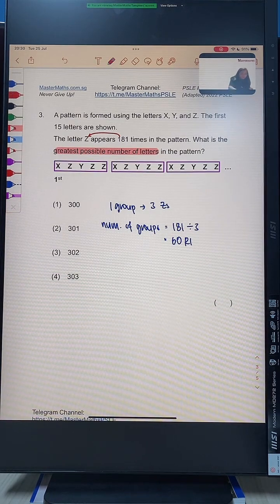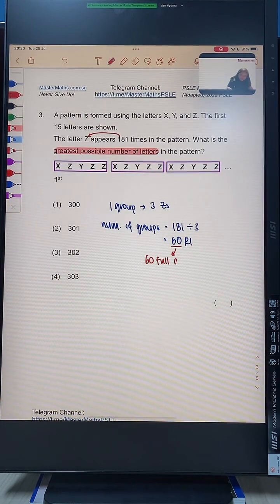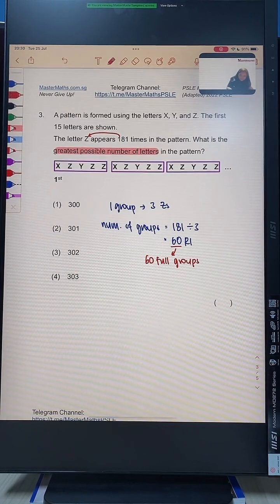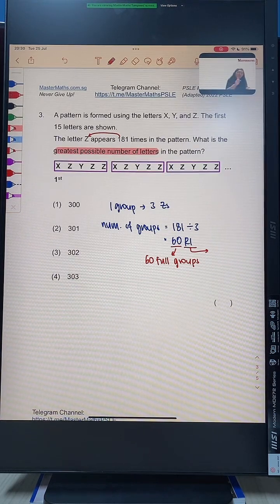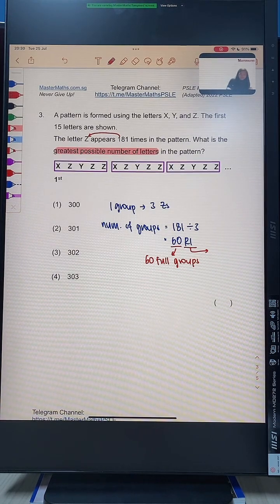Okay, so this tells me that I have 60 full groups, and this remainder 1 tells me I have left over 1 Z. Not 1 letter, but 1 Z. Okay, so this leftover is 1 Z. Not 1 letter, but 1 Z. Everybody understand? All good so far? Okay.